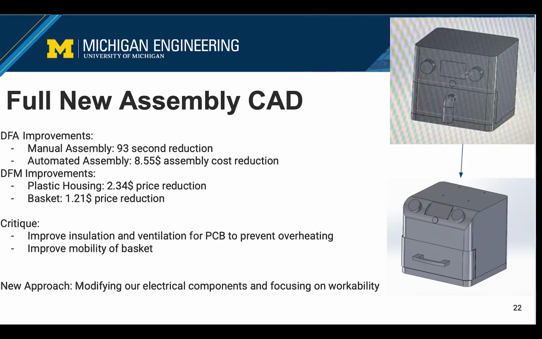In conclusion, we were able to achieve our goals of reducing parts to reduce costs, redesigning for better ease of assembly, and manufacturing our parts at a lower cost. We were able to reduce manual assembly by 93 seconds and lowered our automated assembly cost by $8.55. We were able to significantly reduce the cost of our plastic housing by improving the geometry, and we were also able to reduce the cost of our basket by reducing the weight and modifying the manufacturing processes.